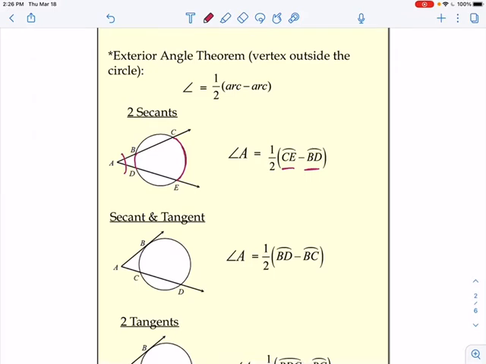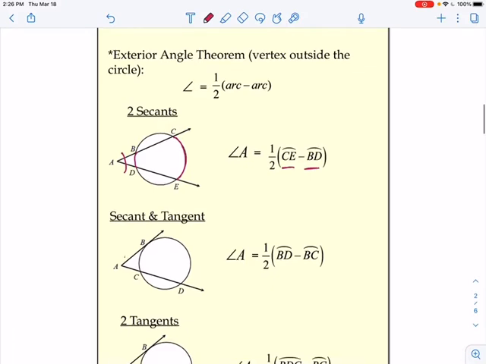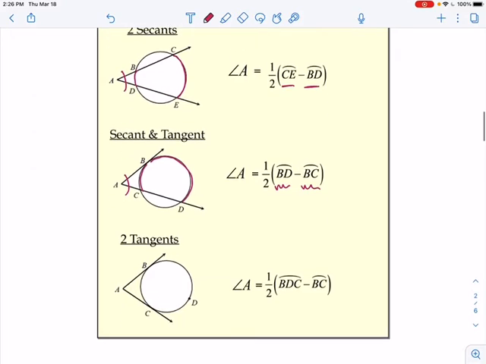and it would give you the measure of angle A. If you have one secant and one tangent, and we wanted to know the measure of angle A, your two arcs here are BC and BD. And BD is bigger, so again, we would do BD first. So BD minus BC, and then take 1/2 of that, and that would give me the measure of angle A.